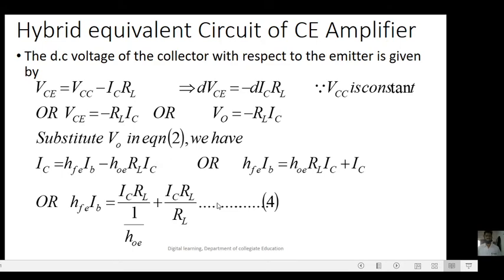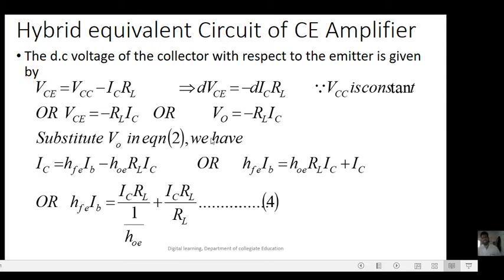Hybrid equivalent circuit of the CE amplifier continued. The DC voltage of the collector with respect to the emitter is given by VCE equals VCC minus IC RL. Differentiating, since VCC is constant, delta VCE equals minus delta IC times RL. Therefore V0 is equal to minus RL into IC.